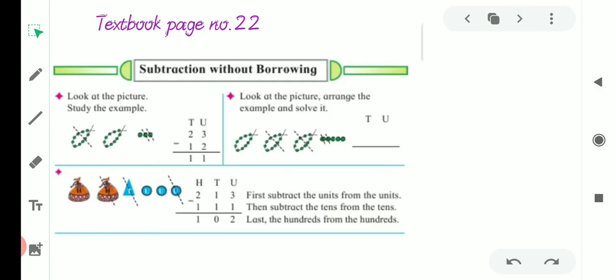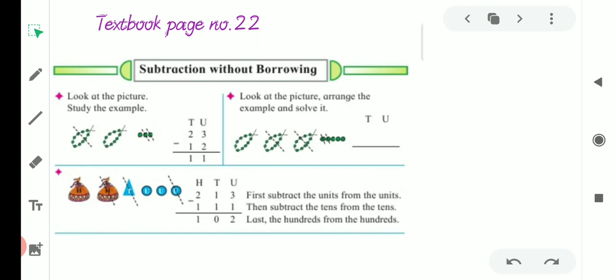Now, moving on further to this chapter, subtraction without borrowing. First of all, you have to take out page number 22. On page number 22 this chapter starts. So we are taking the first exercise of this chapter, the first example. Look at the first example. What is given over here is: look at the picture, arrange the example and solve it.